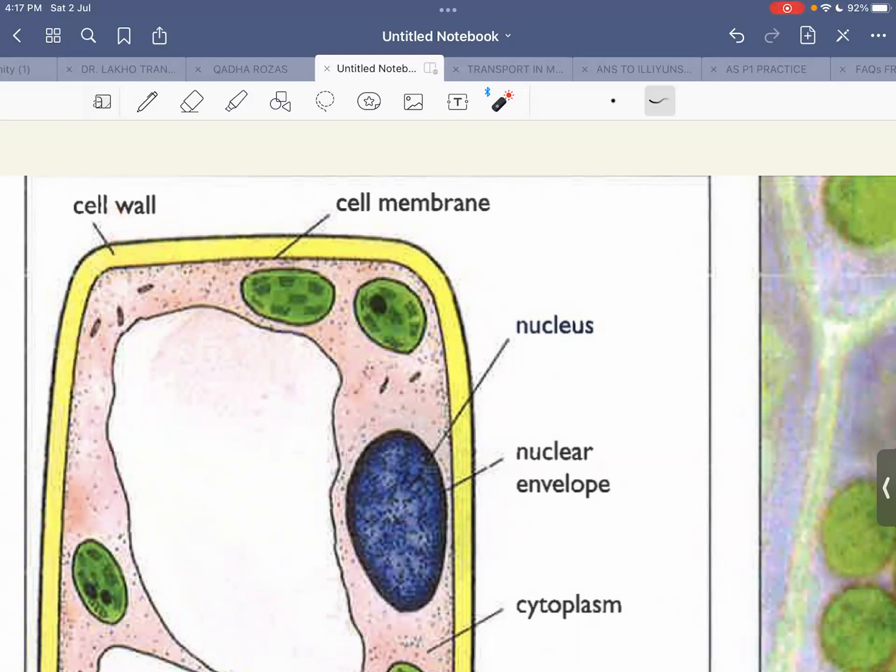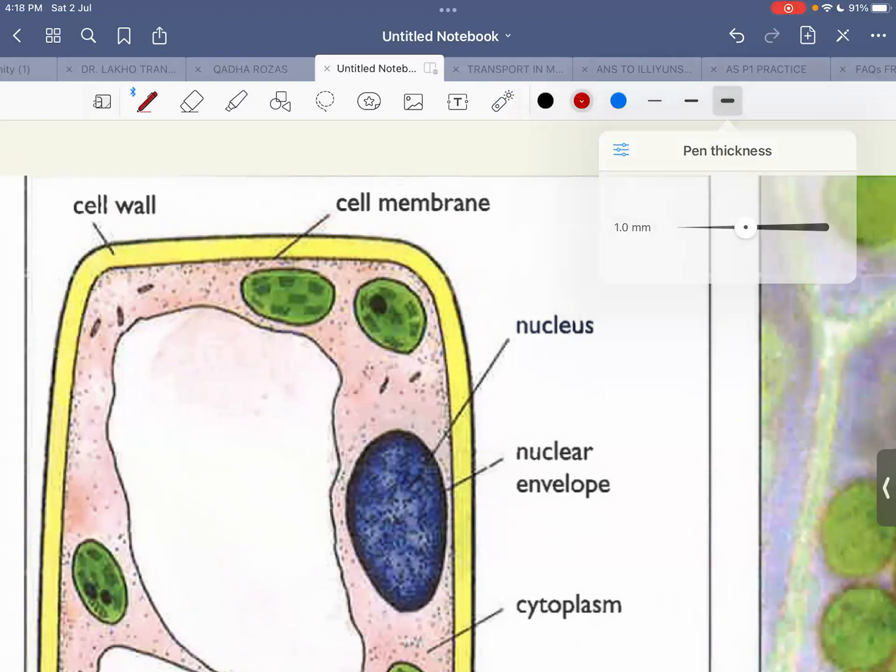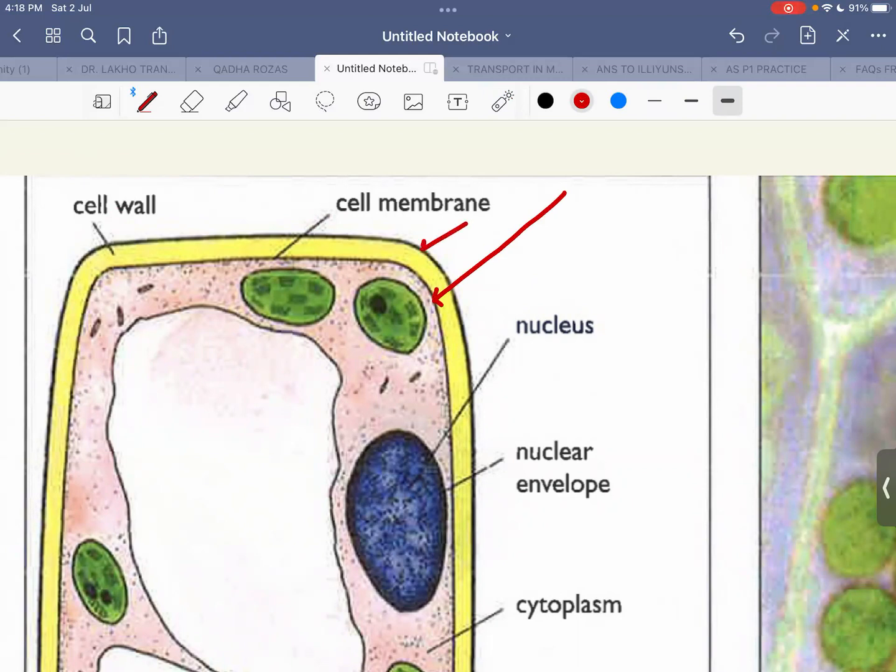So if you get such kind of diagrams for labeling in your exams, always label the cell membrane like this. Or if you want, I can use this is your cell membrane, this is your cell wall, and this can also be taken as the cell wall. So again, a tough, rigid structure that protects the plant from external injury, that gives shape to all the plant cells, right? And it allows all sorts of substances to pass through.